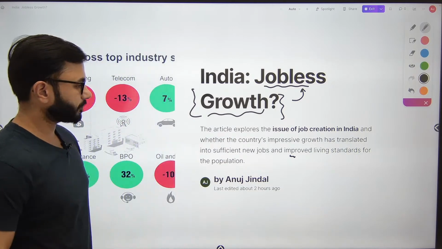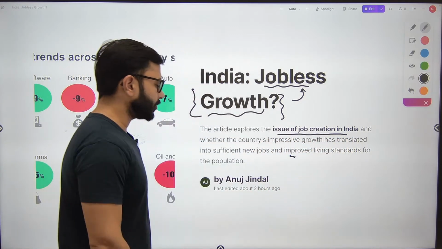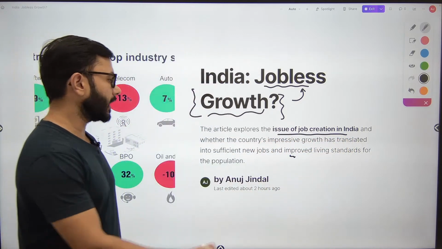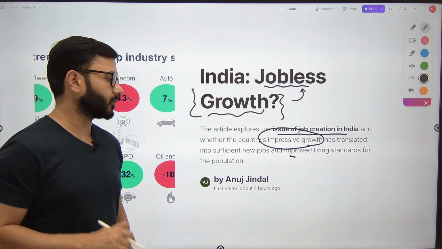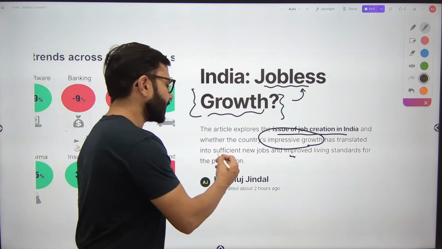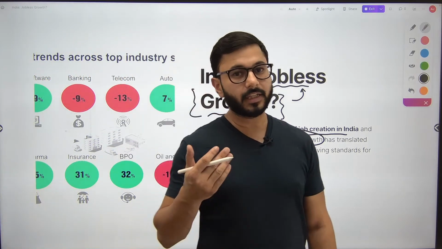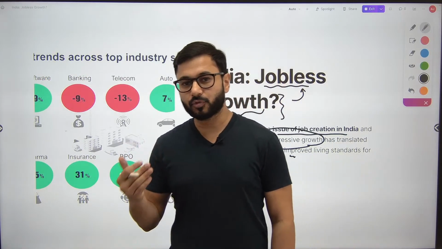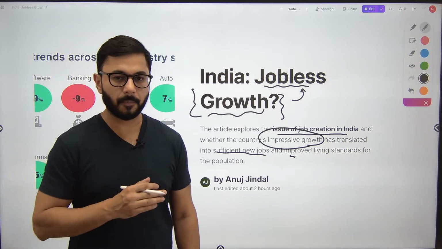We will try and figure it out. So the article explores the issue of job creation in India and whether the country's impressive growth, we have shown impressive growth in the past 3 decades, has translated into sufficient new jobs, because jobs automatically result in improvement in living conditions or standards of living for the people.